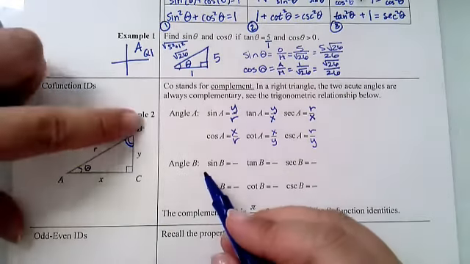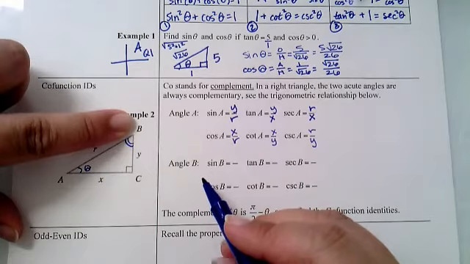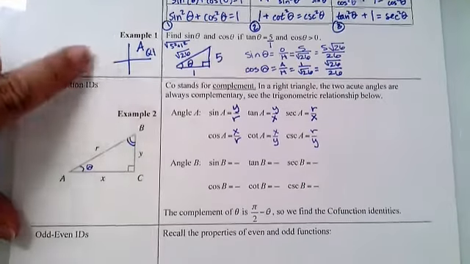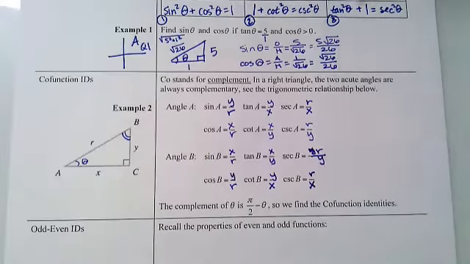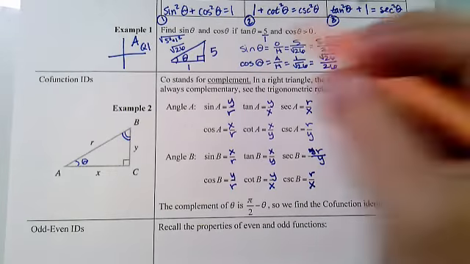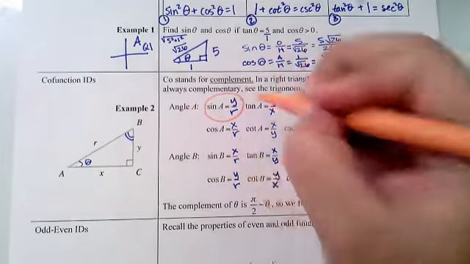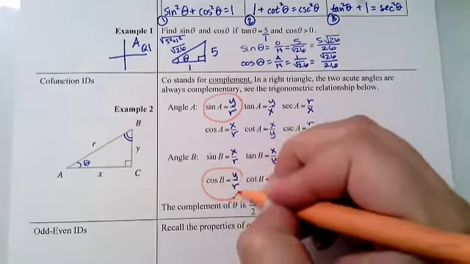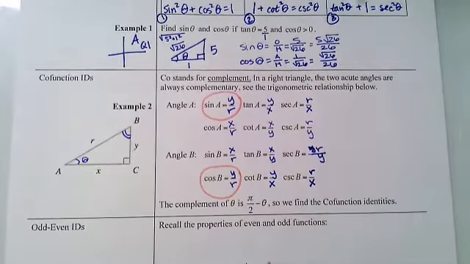Angle B, that's this one up here, we're going to do the same thing. Go ahead and fill these in and then check your answers. So this is what they should look like. Notice that sine of angle A here is equal to cosine of the complementary angle. And when we say complementary, we're saying they add up to 90 degrees.